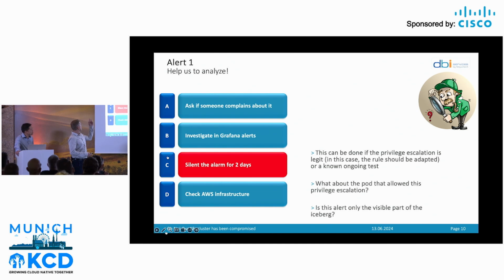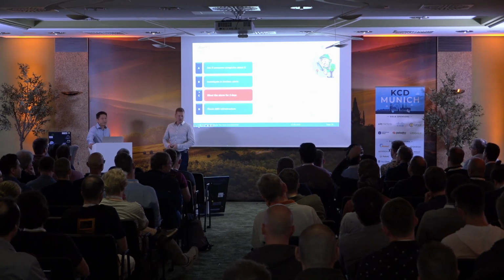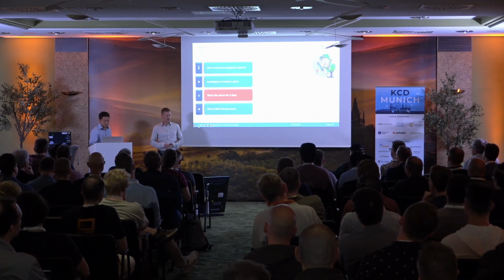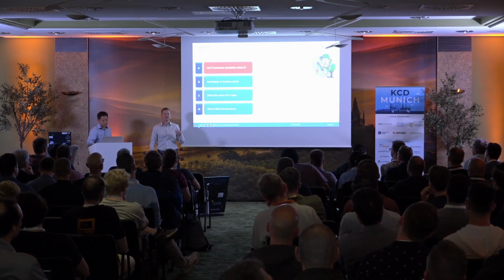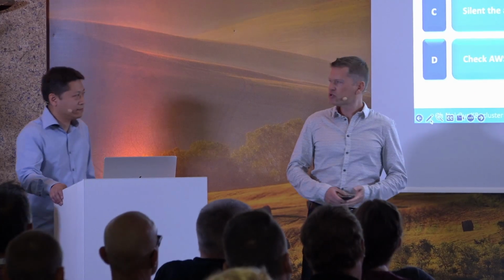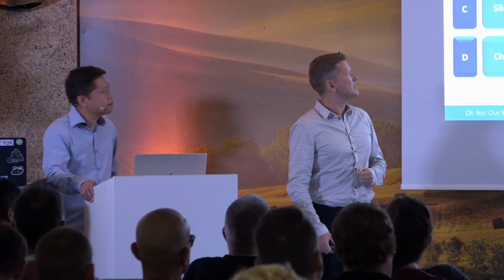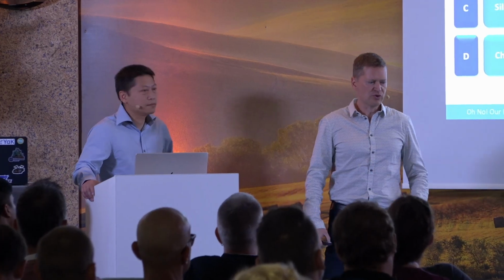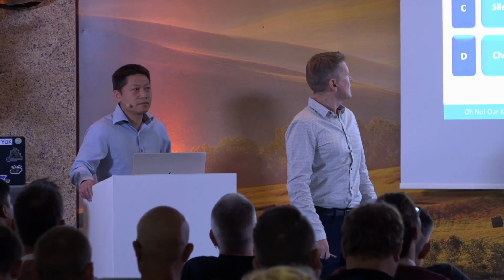Okay, maybe we can ask if someone complains about it. Yes. So is there some complaints from some users? Who would want to check? Good idea, customer? Yeah. So that may be a good idea, but with a privilege escalation, sometimes it's not visible by the end user. So that would not be the first choice in this case.